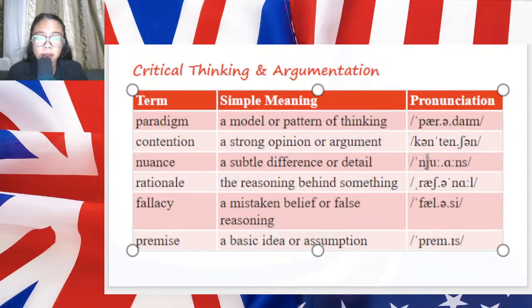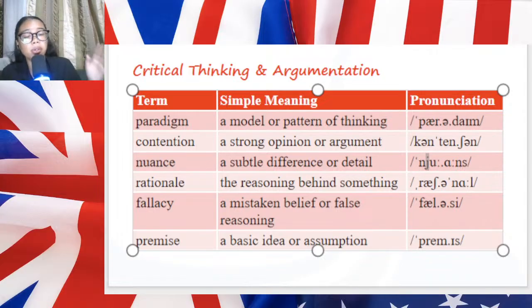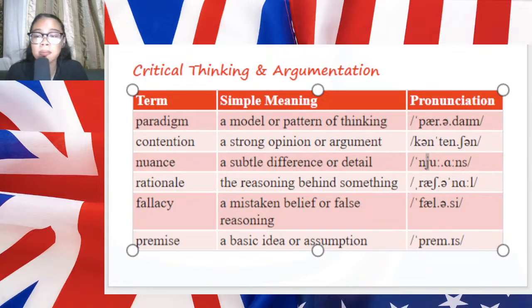The fifth term is fallacy. This is a mistaken belief or false reasoning. It is an error in thinking or reasoning. It is something that sounds logical, but is actually wrong or misleading. In argument writing, identifying fallacies helps strengthen your logic and spot weak points in other arguments, because there are many fallacies that can really be present in an argumentation.